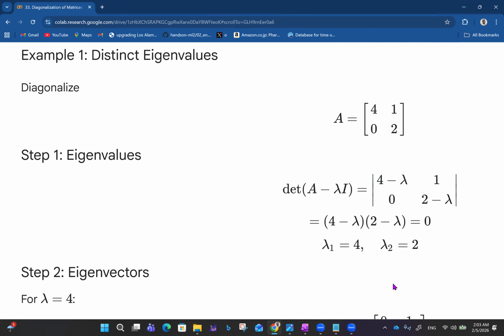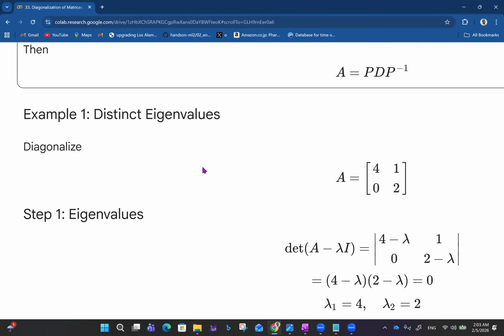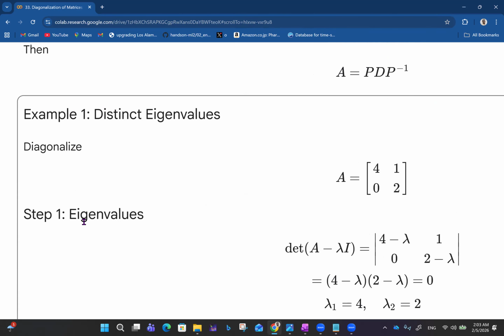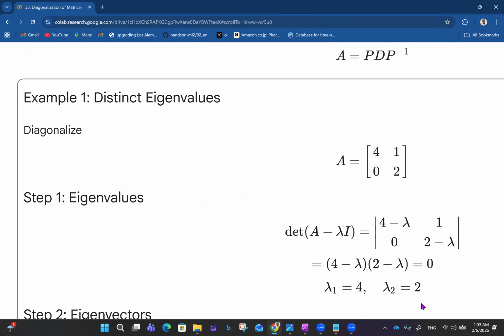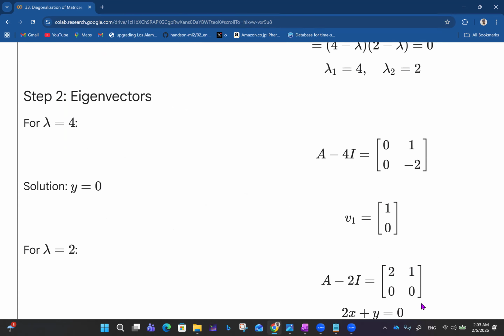So let's go for a very nice case. Here you want to diagonalize A, which is [4 1; 0 2]. We already know how to find eigenvalues, right? That's the determinant of A minus lambda I. That will be 4 minus lambda, 1 minus 0, that's 1, 0, 2 minus lambda. If you multiply that, you have (4 minus lambda)(2 minus lambda) equals 0. So lambda 1 is 4, lambda 2 is 2. You can also say lambda 1 is 2 and lambda 2 is 4, whatever. Then we have got the eigenvalues.